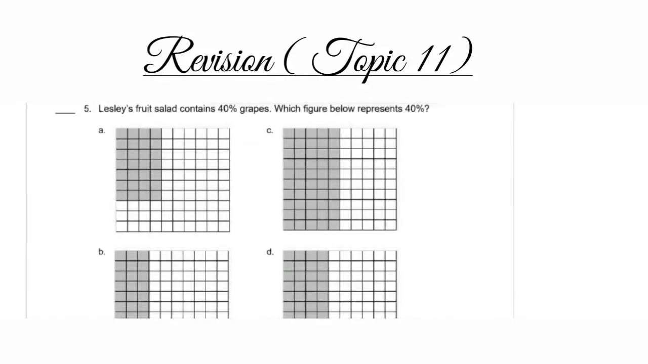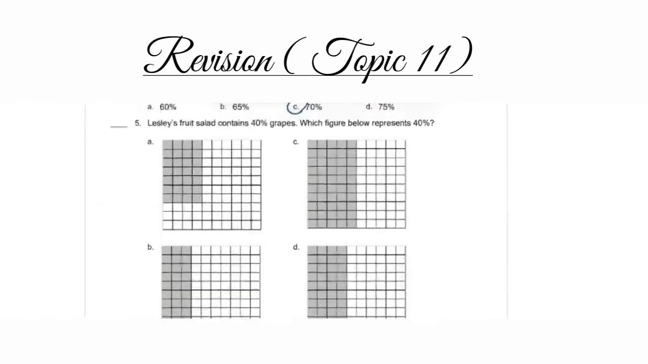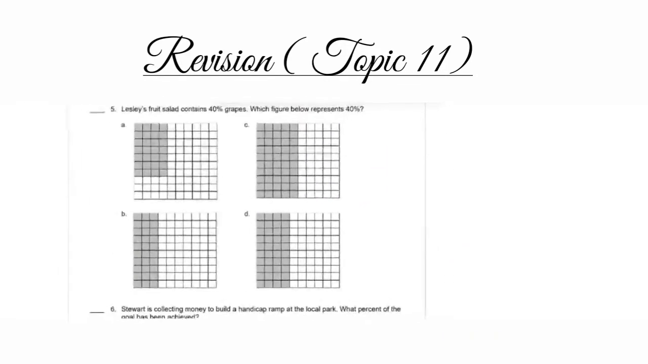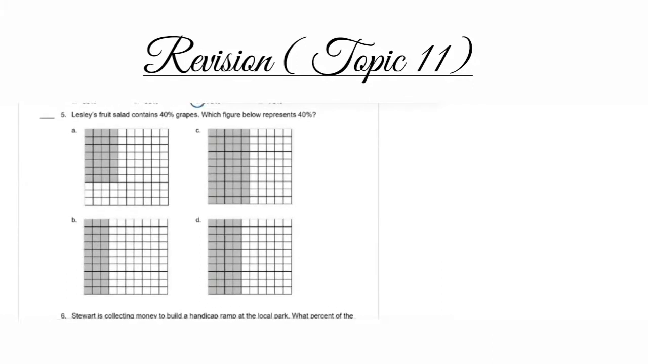In the next question, Leslie's fruit salad contains 40% grapes. Which figure below represents 40%? Okay, let's see the figures. Here we have the figures, and the answer is the fourth one, D. This one represents 40%, as we have 1, 2, 3, 4 columns out of 10 total columns.